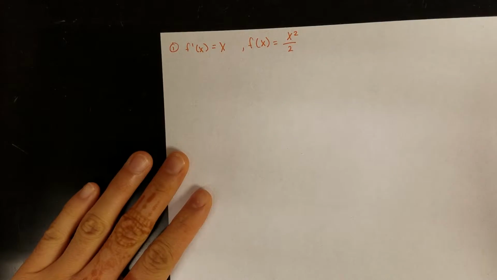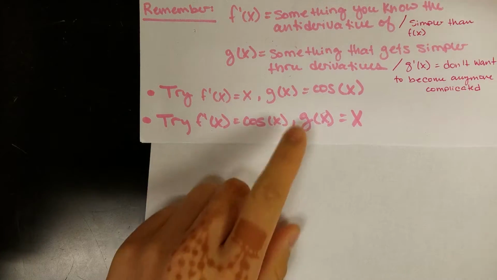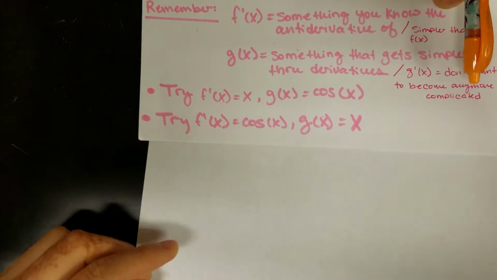And so for our other one, here it's saying that it would like us to make g of x equal to cosine of x.